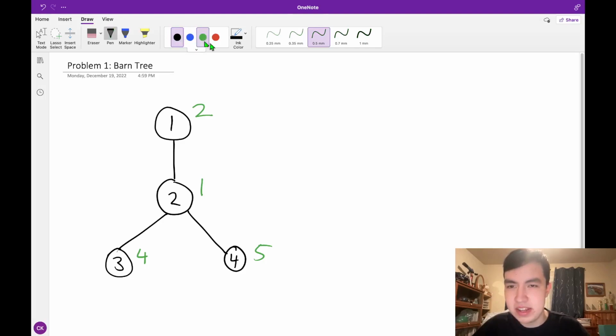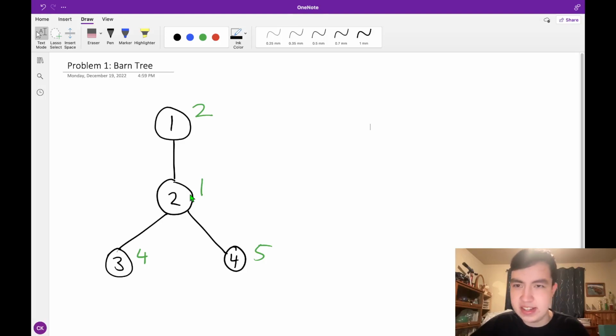In this problem, we're given a graph with n nodes and n minus 1 edges, and we want to see what's the minimum number of moves if we can transfer some amount of hay from one barn to an adjacent barn. What's the minimum number of moves that it takes to make all the amounts of hay in each barn equal?